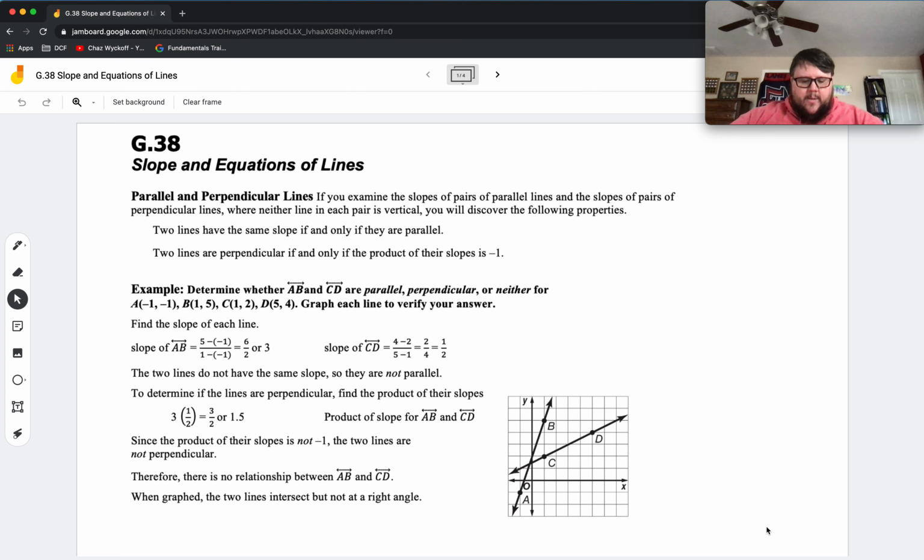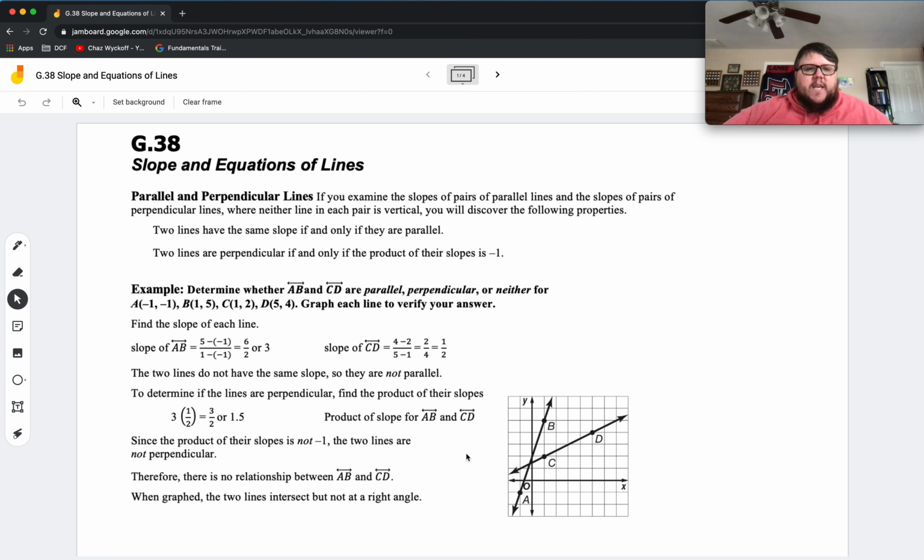Alright, welcome back to Geometry. Today we're going to be continuing talking about slope and equations of lines. Today we're going to talk about parallel and perpendicular lines.